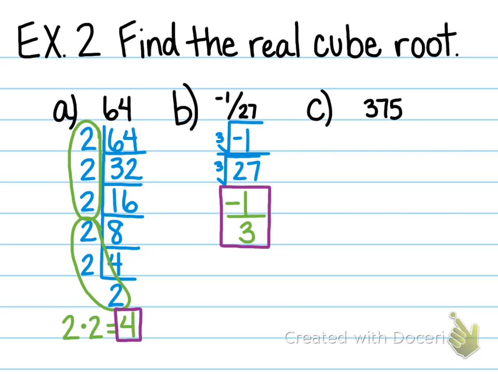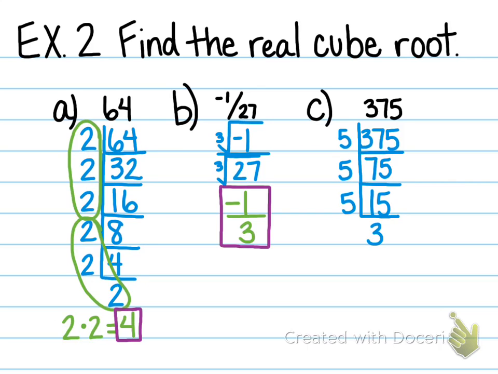Okay, now we're going to do 375. So let's factor 375. I know that 5 goes into 375 75 times. And then 5 goes into 75 15 times, and 5 goes into 15 3 times. You're going to notice we're going to use a lot of the same numbers over and over again. It's just easy to use those numbers.